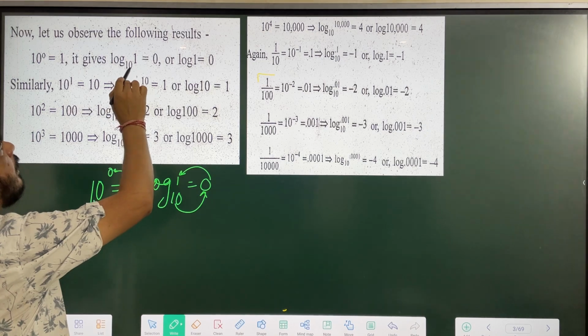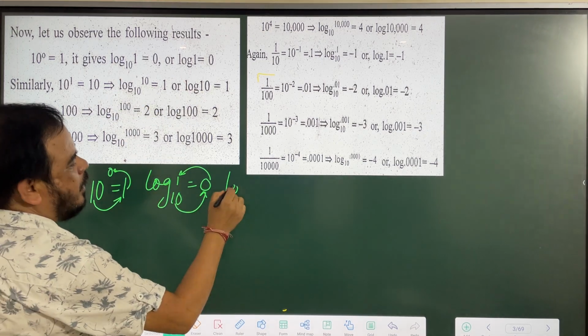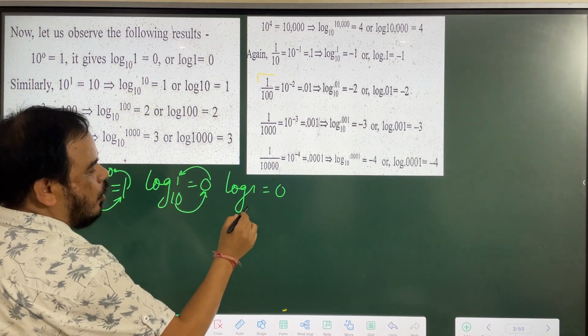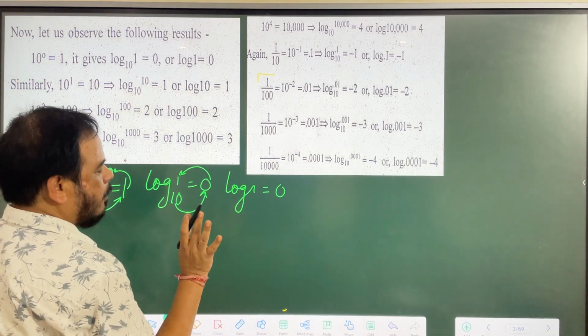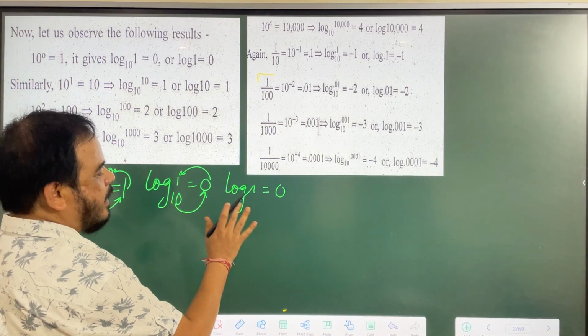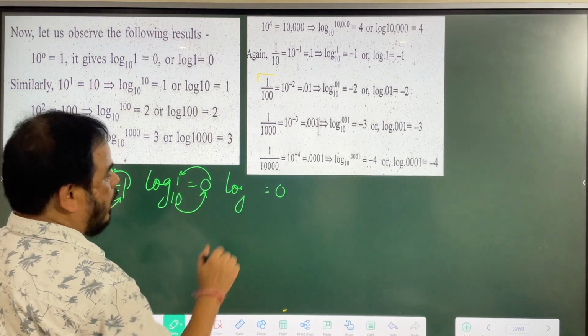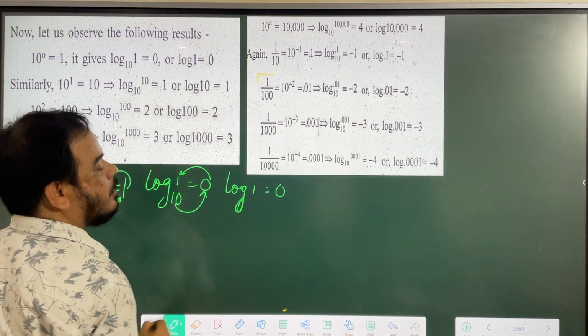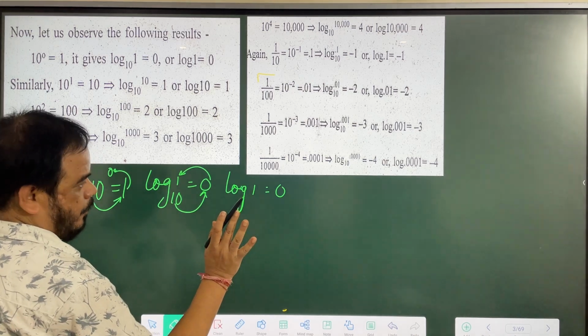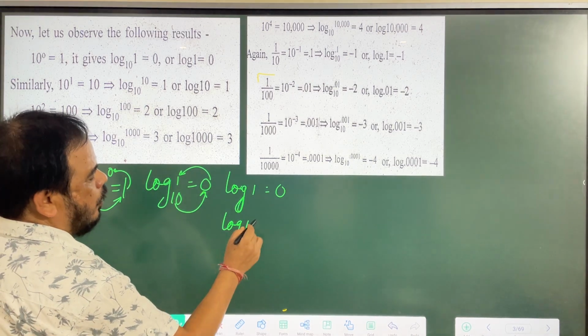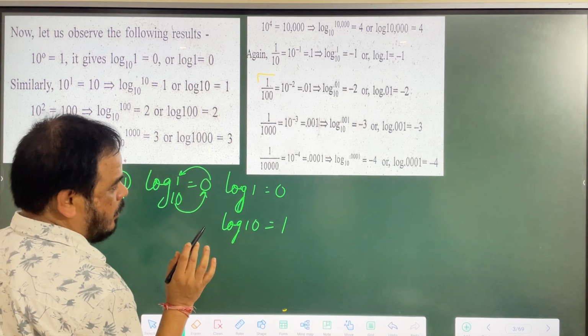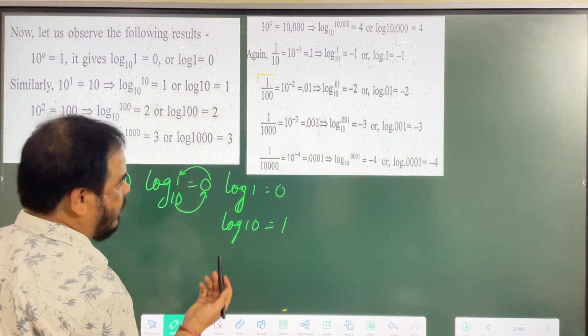Here log 10 base is written, but here the base is not written. Or you can write directly log 1 equals 0. No need to write the base, because we will assume the base as 10 only. A blank base means base 10. Log 1 equals 0. Log 10 equals 1. We don't have to write the base because it is assumed as base 10.